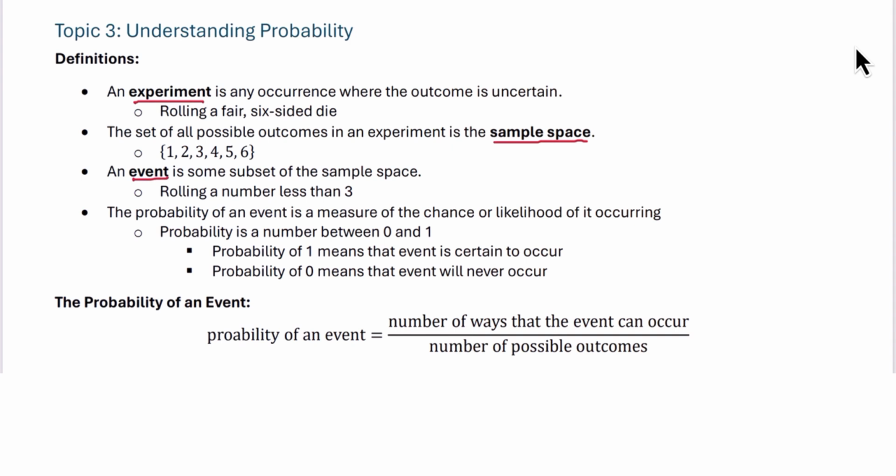That is an event. The probability of an event is a measure of the chance or likelihood of it occurring. Probability is a number between 0 and 1. A probability of 1 means that the event is certain to occur. A probability of 0 means that the event will never occur. The way we calculate the probability of an event is we take the number of ways that event can occur and divide by the number of possible outcomes.